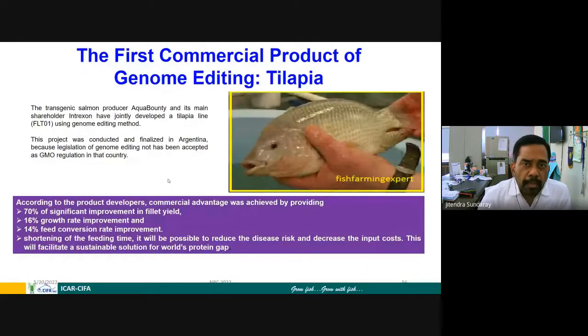Okay. Again, coming back to first commercial project, genome editing tilapia. And this genome edited tilapia has come. So what has happened? The benefit: 70% significant improvement in the fillet yield, 16% growth rate improvement, 14% feed conversion rate improvement, shortening of the feeding time. The fish no need to spend much time for the feeding. So it will be possible to reduce the disease risk and decrease the input cost. So this will facilitate a sustainable solution for world's protein gap.